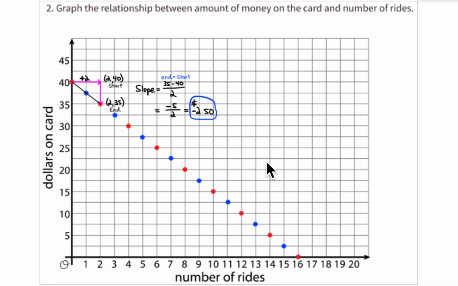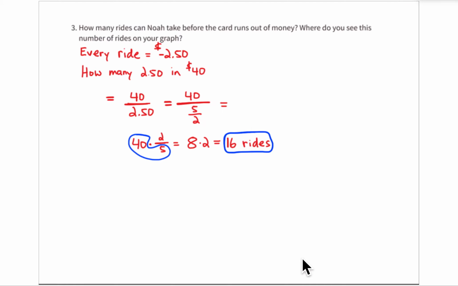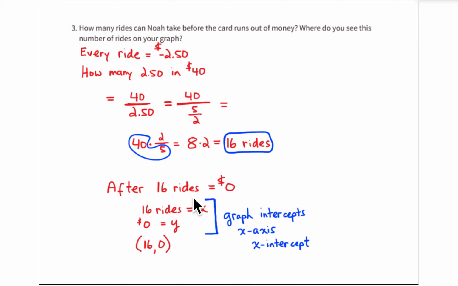Where does that show up on the graph? Way over here. Notice that this line crosses the x-axis. So the amount of money when it crosses the x-axis is y equals 0. So the amount of money on the card is 0 when this crosses the x-axis right here. So after 16 rides, you can place this point at 16. And what's the y value? The y value is 0 because you have $0 on the card. So that shows up right here. So after 16 rides, there is $0 on the card.